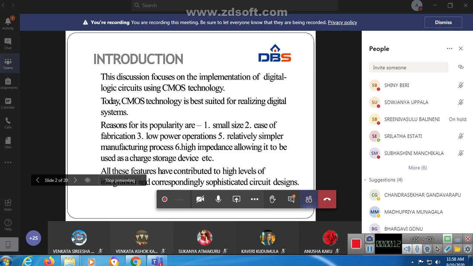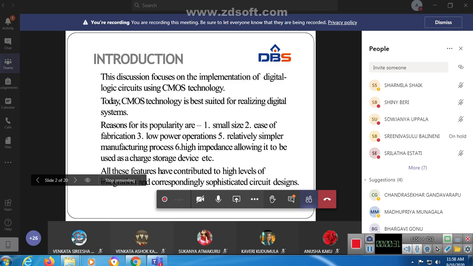In this semester, I will teach digital system design. The subject name is digital system design. In short form, we can call it the DSD subject. As usual, in this subject you have 5 units.